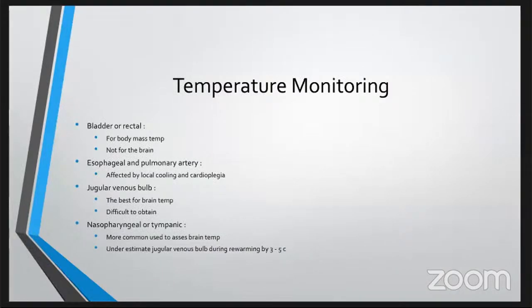For temperature monitoring, we have different modalities that we can use. Bladder or rectal monitoring is usually for the body mass temperature and not for the brain. Esophageal and pulmonary artery monitoring is usually affected by local cooling and cardioplegia administration. The jugular venous bulb is actually the best for brain temperature, but it's difficult to obtain. And nasopharyngeal or tympanic is more commonly used to assess the brain temperature, and it underestimates the jugular venous bulb during rewarming by 3 to 5 degrees, as we discussed.